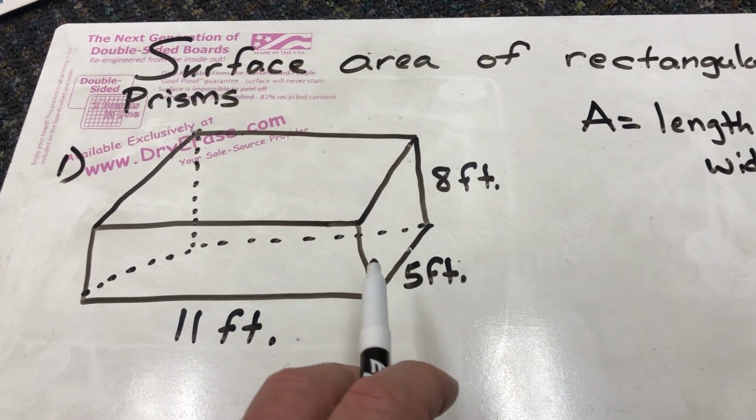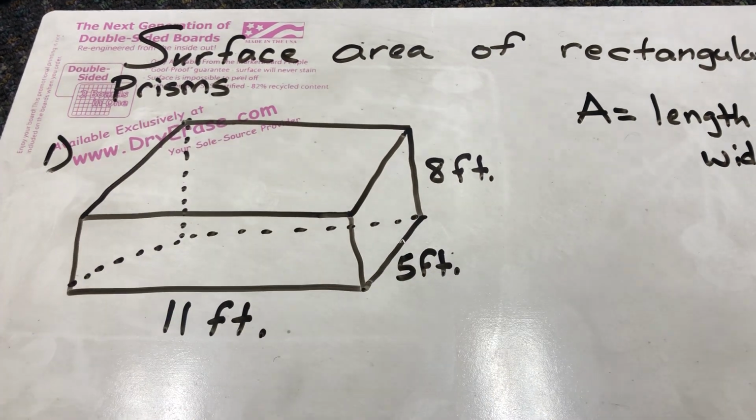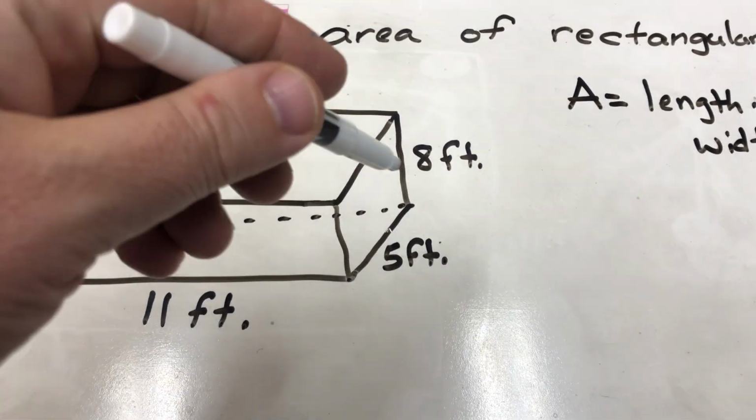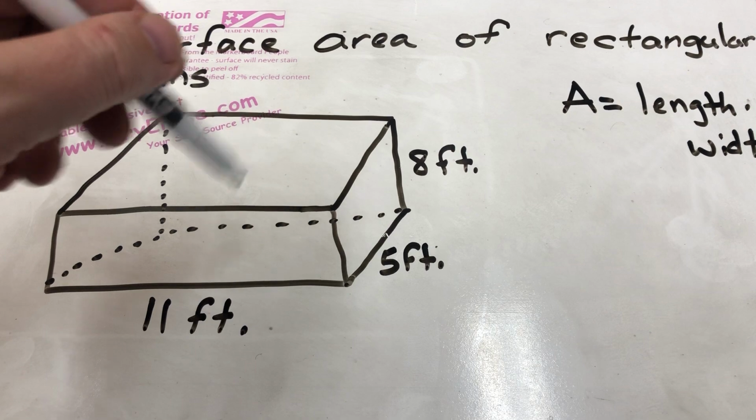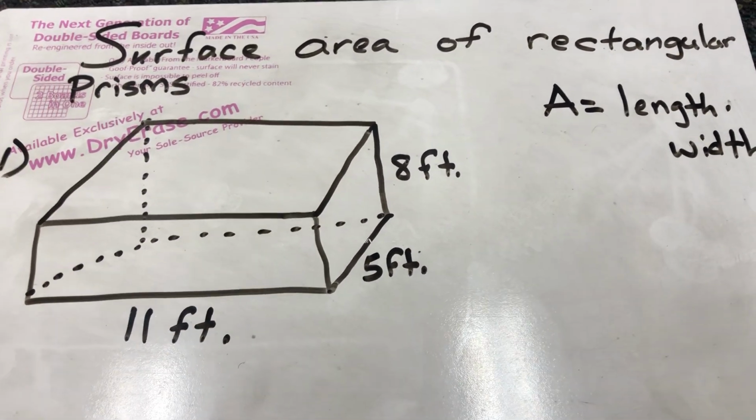But if I have two rectangular bases, if the front is a rectangular base, the back is a rectangular base, and then all I'm doing is connecting it with rectangles. Rectangle at the top, rectangle at the bottom, rectangle at the right, rectangle at the left.